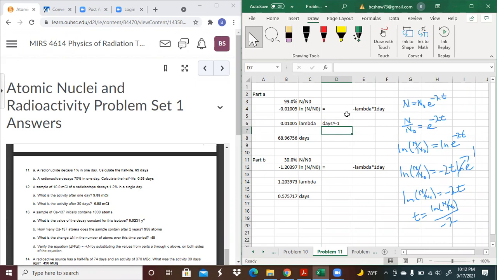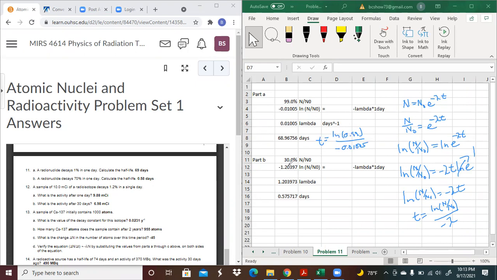Now, once I've got that, I can use this formula to figure out this. So essentially, in this case, what do I have? I have time equal to the natural log of 0.99 all divided by minus 0.01005. And that ends up giving me this answer, which does agree with what's computed here.